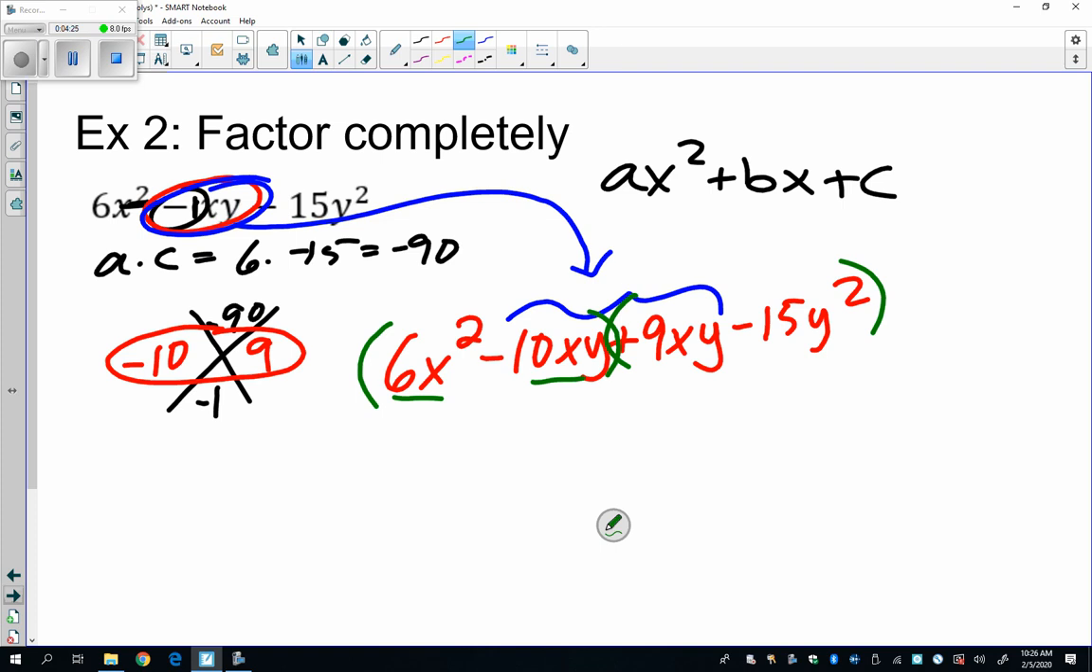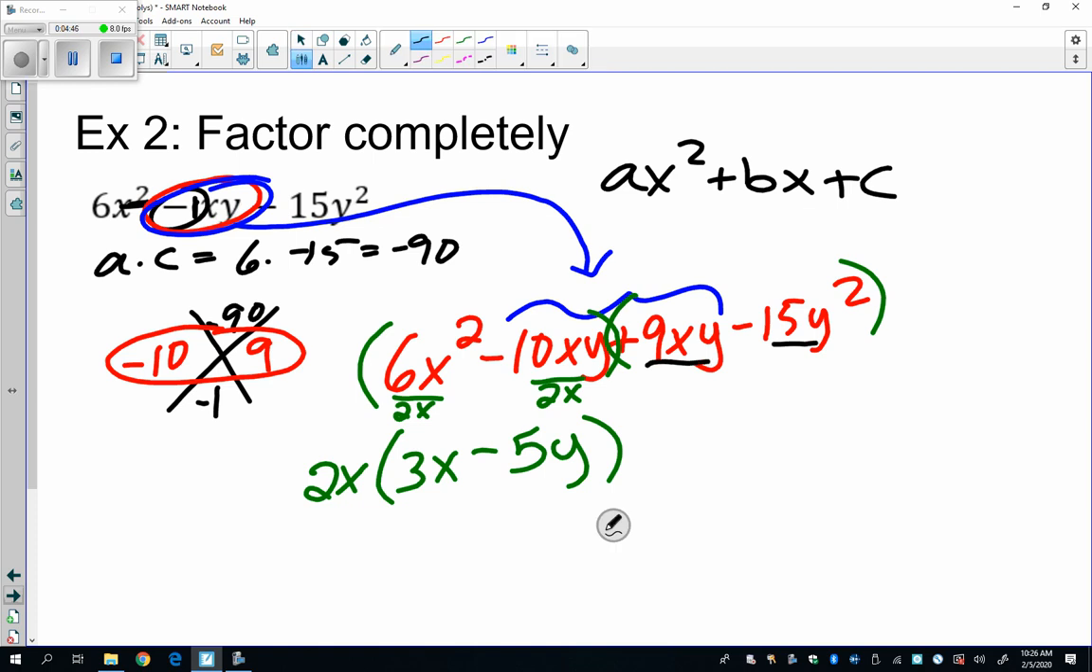It's like you're undistributing the 2x. So dividing the first term by 2x, you get 3x. Dividing the last term by 2x, you get 5y. For the second grouping, the greatest common factor is positive 3y. Dividing the first term by 3y, you get 3x. Dividing the second term by 3y, you get minus 5y.